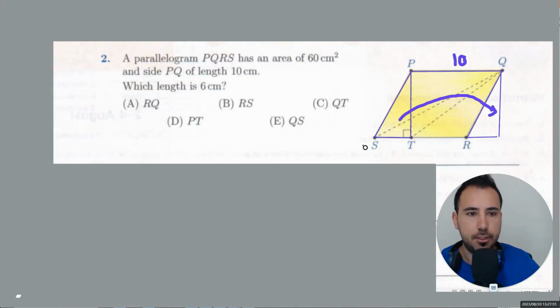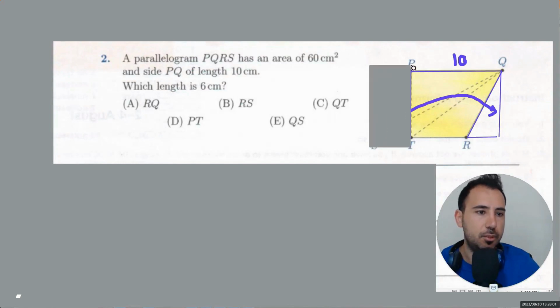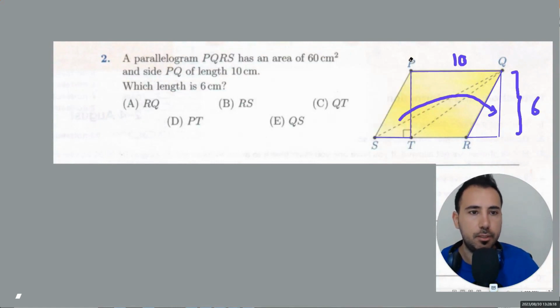I'm going to clean this part because we moved it. So we have moved this one over here. As you see, it will be a rectangle. And because the area is 60, this is 10, so this line over here is actually 6, from here to here. So if this is 6, what do we call it? PT, right? So PT is 6.